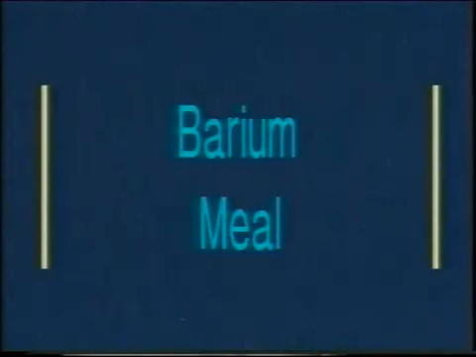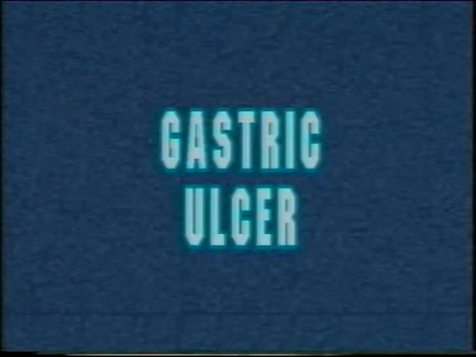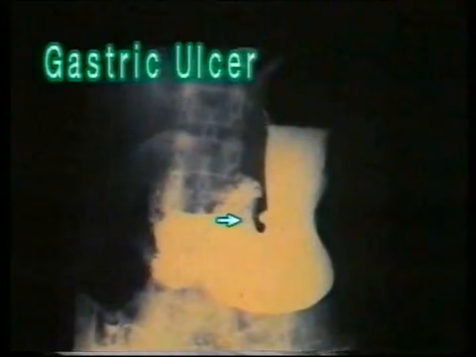Now we will come to the barium meal study of the stomach. A chronic gastric ulcer. In this barium study of the stomach, note the characteristic ulcer nick projecting from the lesser curvature. This profile view is absolutely diagnostic of a chronic and benign gastric ulcer.